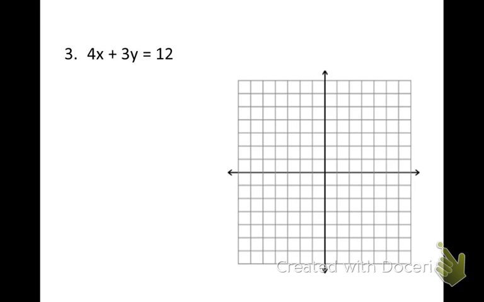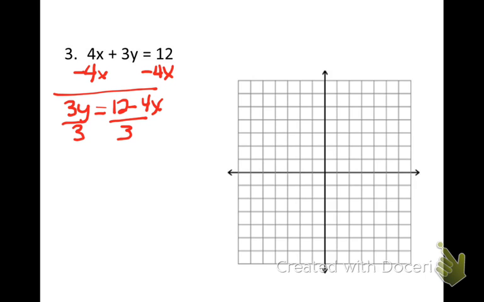Again, I want to get the y by itself, so I'm going to subtract 4x from each side. I get 3y equals... I can't take 12 minus 4x, so I just write that down. Divide by 3. Again, you could simplify, or we can leave it 12 minus 4x all over 3. If you wanted to simplify, 12 divided by 3 is 4, so the other way to write it would be 4 minus 4/3 x.